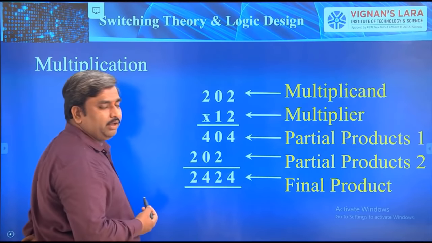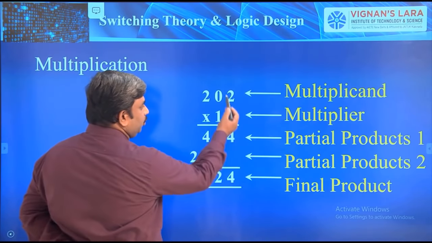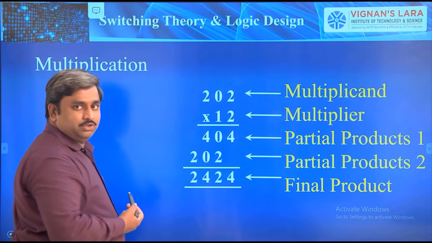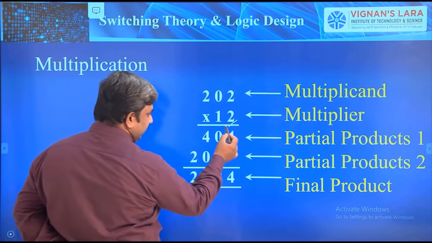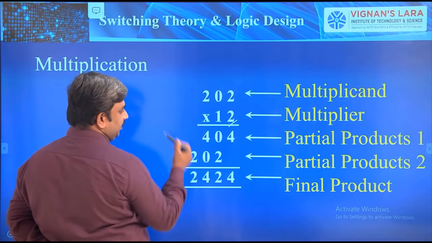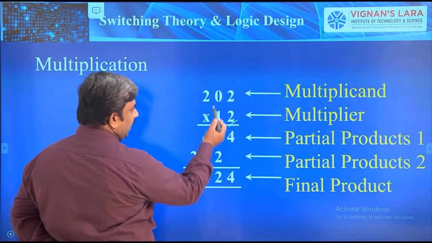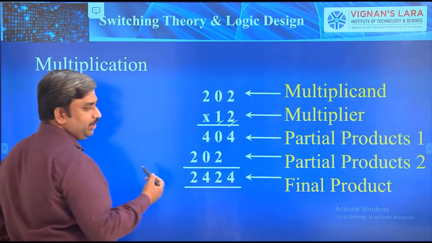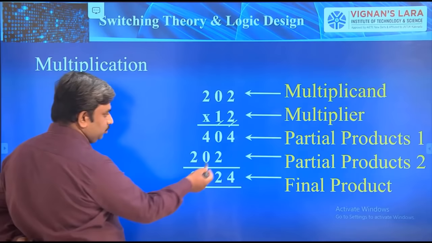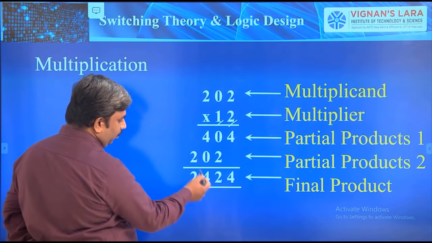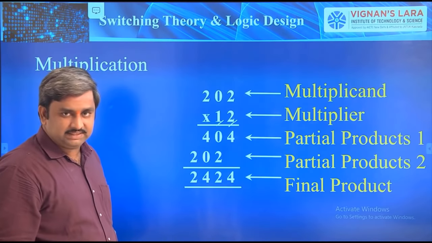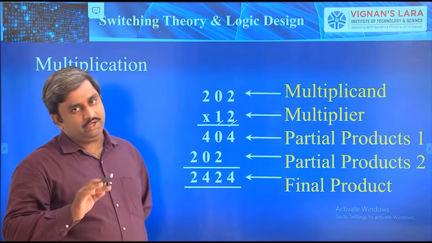What we generally do in multiplication: 2 2s are 4, 2 0s are 0, 2 2s are 4. First I am multiplying with the first bit; with this bit I am multiplying these 3 values. Next, with this bit I am multiplying these 3 values. With 1 I am multiplying, that is 202, since 1 into anything is that value. So 4 2 4 2 is the final value, that is 2424. This is the answer. In general, we do multiplication this way.